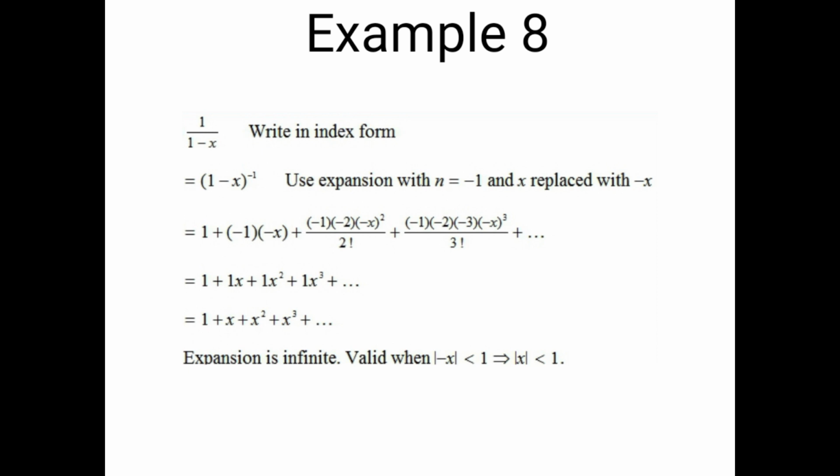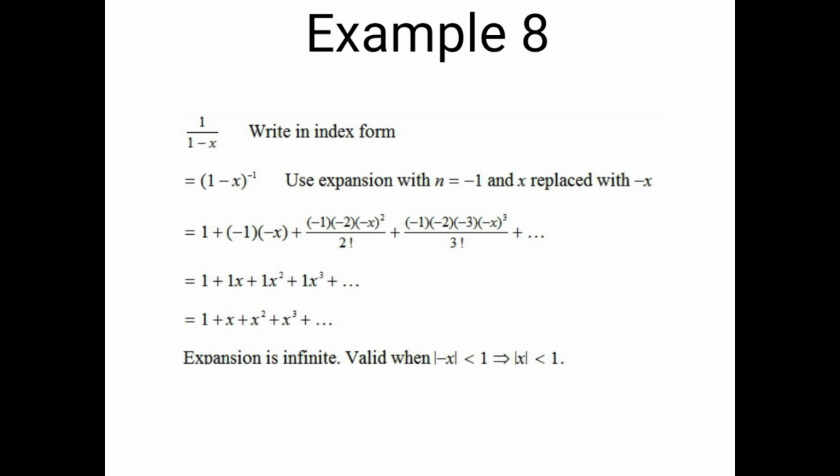Now, substituting in the expansion previously shown, we have that (1 minus x) to the power minus 1 is equal to 1 plus minus 1 times minus x plus minus 1 times minus 2 times minus x all squared divided by 2 factorial plus minus 1 times minus 2 times minus 3 times minus x all raised to 3 divided by 3 factorial, plus to infinity. Now simplifying, we have 1 plus 1x plus 1x squared plus 1x raised to 3, plus up to infinity.